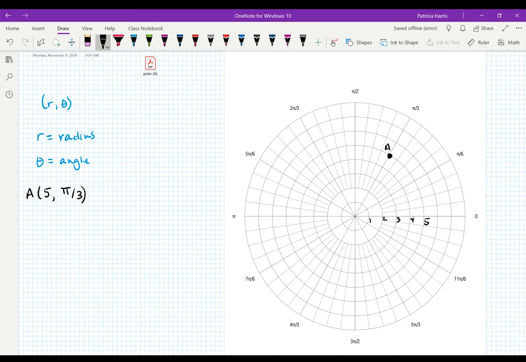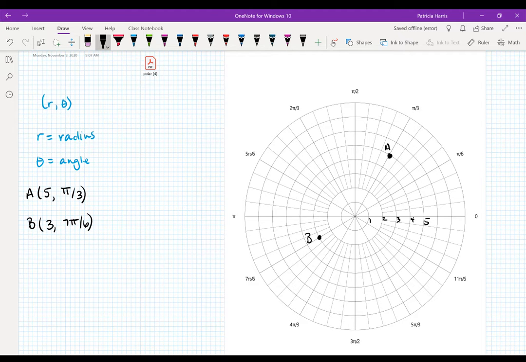Now let's graph another. Point B has a radius of 3 and an angle of 7 pi over 6. So again, we're going to count out 1, 2, 3, follow that circle all the way counterclockwise, 7 pi over 6.